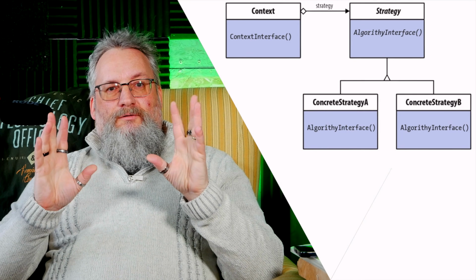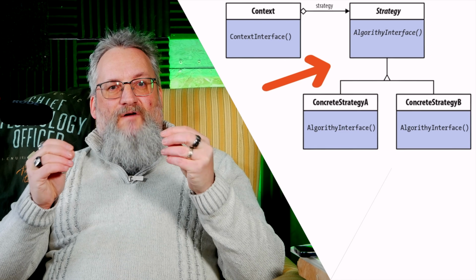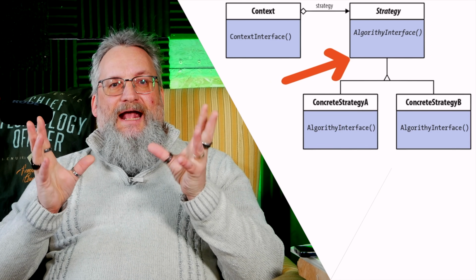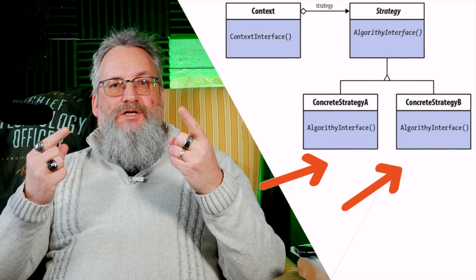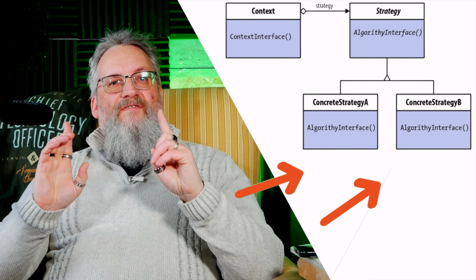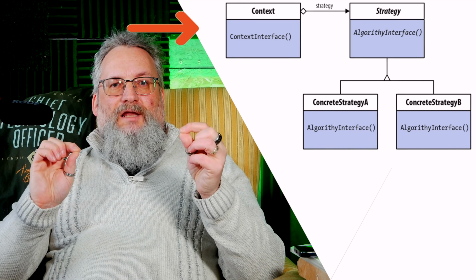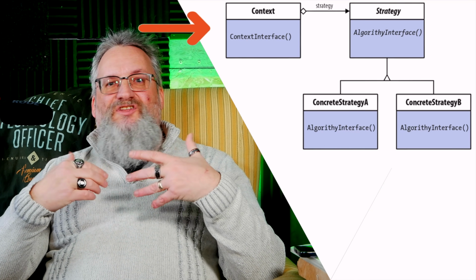How does it work? The strategy interface. It defines the behavior every strategy has to implement. Concrete strategies. Separate classes that implement different behaviors. Context class. It uses a strategy but doesn't care which one. It's fully decoupled.